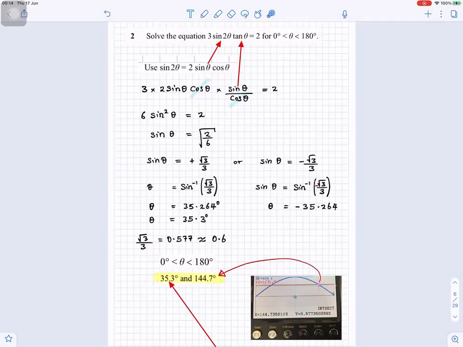So between 0 and 180 degrees, you will have 35.3 degrees. And then you will have 144.7 degrees. And if you put it in your calculator and sketch the function, you would have two answers. One answer there, 144.7 degrees, and the other one there, 35.3 degrees.